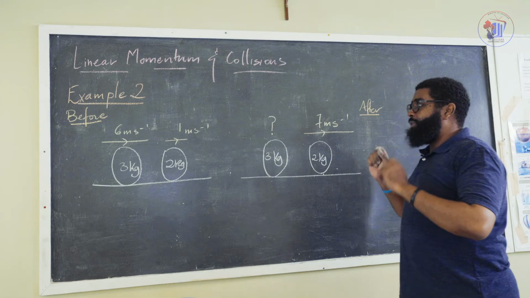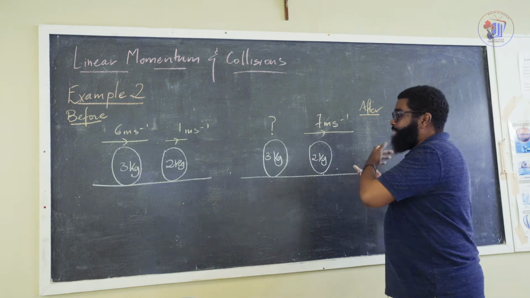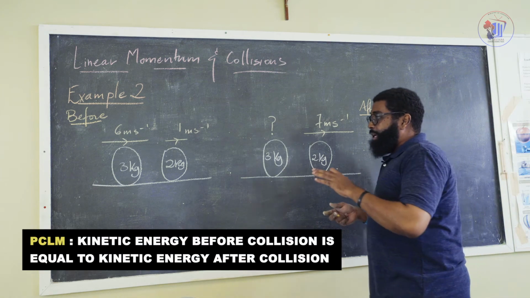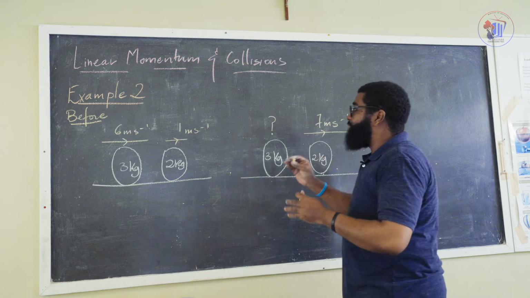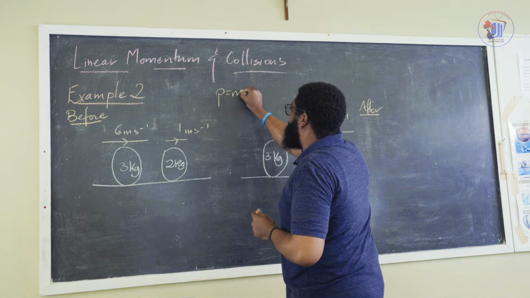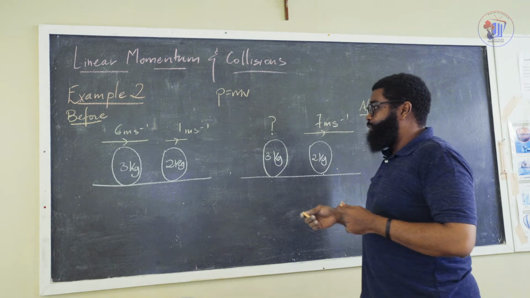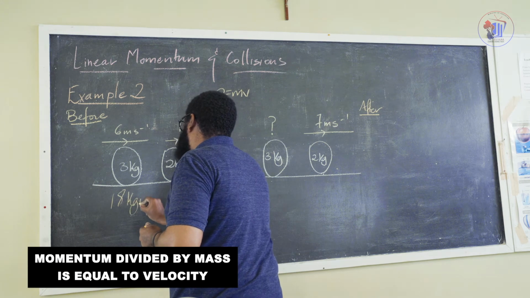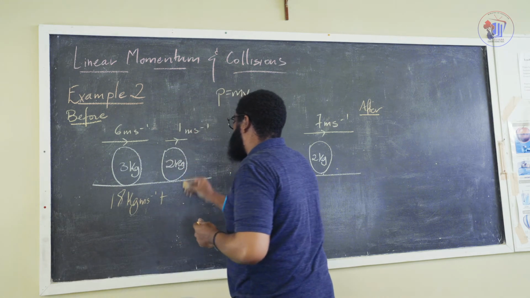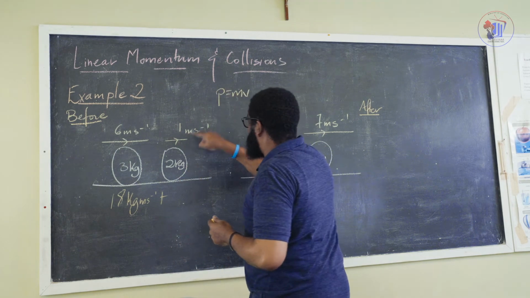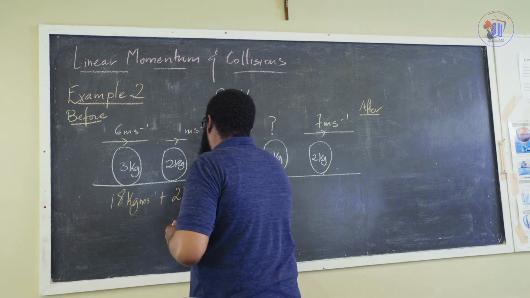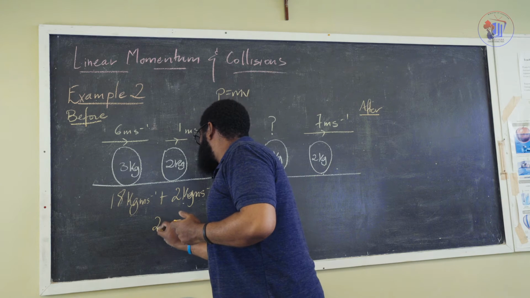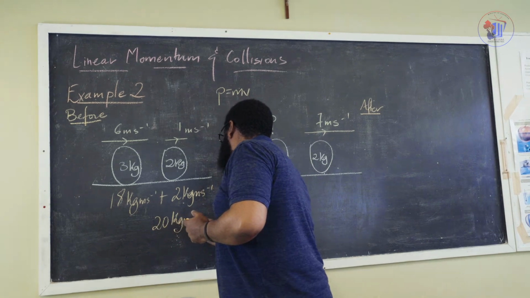So again, the principle of conservation of linear momentum is applied because we assume the collision to be elastic. Total momentum before is equal to total momentum after. And we never ever lose sight of this: momentum is mass times velocity. So 6 by 3 is 18 kilogram meters per second, plus 2 by 1, mass by velocity. 2 ones are 2. And let me see, magically 18 and 2 give us 20 kilogram meters per second.